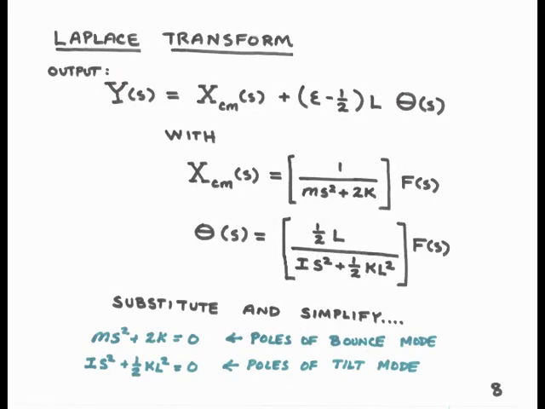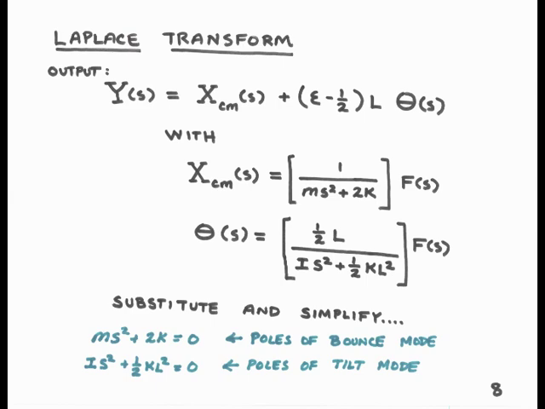We'll now take that kinematic equation and we'll Laplace transform it. So we have output y of s is equal to xcm of s plus epsilon minus 1/2 times L times theta of s. Previously, we found the transfer function between f of s and these two modal coordinates, xcm of s and theta of s. So we can take these expressions and substitute them into the top expression on this page to find y of s in terms of f of s.